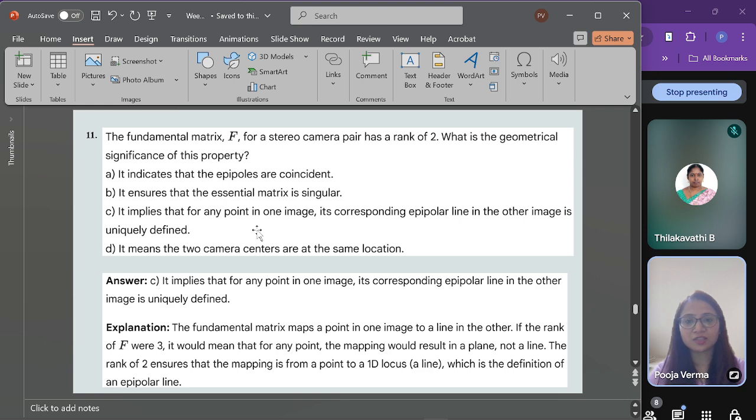So the explanation is also given. The fundamental matrix maps a point in one image to a line in the other. If the rank of F were 3, then it would mean that a point maps to a plane, not a line. So if the rank is 2, that ensures that the mapping is from a point to a line, which is the definition of the epipolar line. So option C is the correct answer.